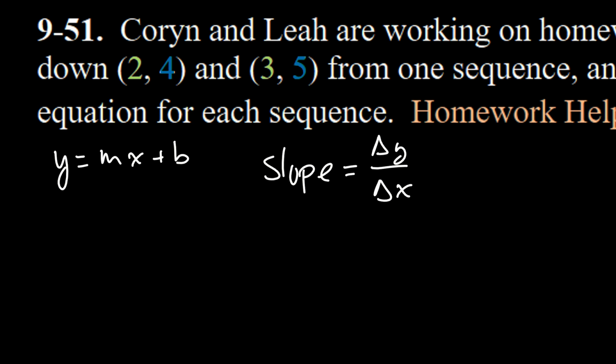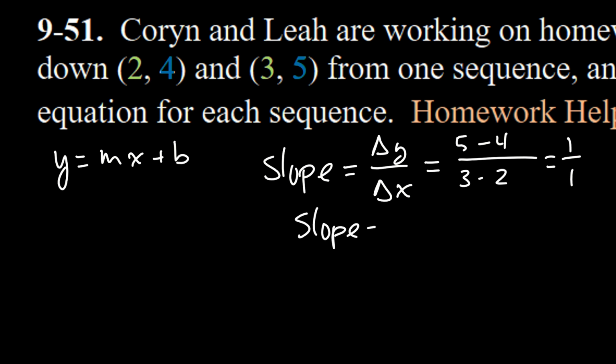So if I look at the change in the y values, right, that's the 4 and the 5. I could write 5 minus 4. I just have to make sure I follow that order. So I did 5 minus 4. That's the second point listed minus the first point listed. And then the bottom of that would be 3 minus 2. So you can see my slope: 5 minus 4 is 1, and 3 minus 2 is 1. So my slope is 1.